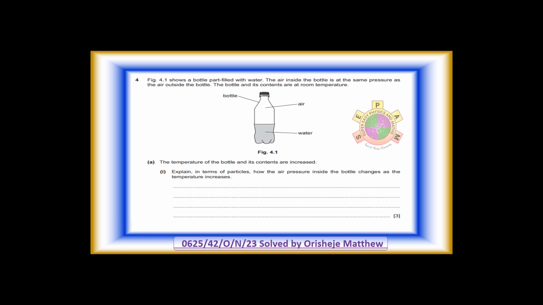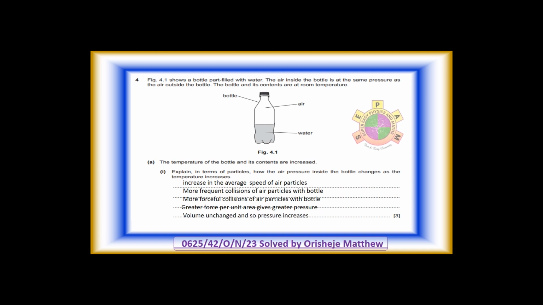There are 5 possible sequential points to this explanation. Fact number 1, as temperature of water in the bottle increases, the average speed of air particles in the bottle increases. Fact number 2, the increase in speed makes the particles collide with the wall of the bottle more frequently. Fact number 3, the frequent particle collision leads to high force per unit area exerted on the wall of the bottle. Fact number 4, the more forceful particle collision leads to high pressure exerted on the wall of the bottle. Fact number 5, since the volume of the bottle remains constant, increase in temperature leads to increase in pressure inside the bottle.